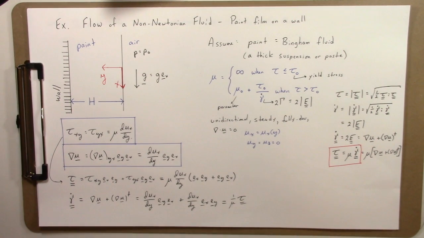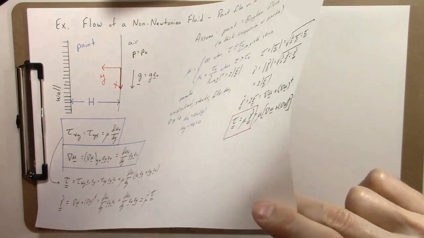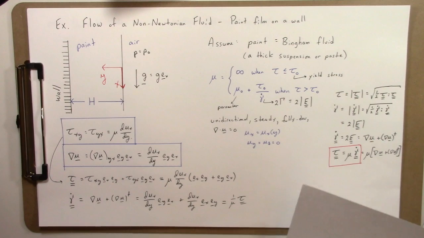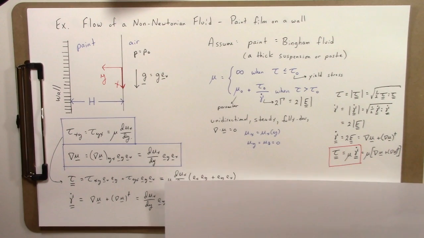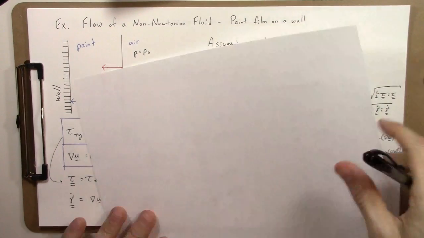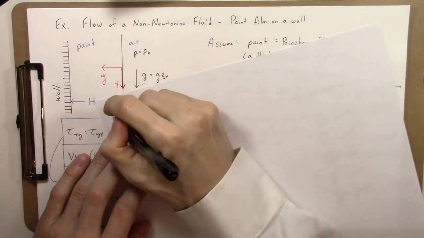Alright, so the next thing I want to do is figure out what's the magnitude of the viscous stress tensor and what's the magnitude of the rate of deformation tensor. And so we can do that very simply. Let's do it on a separate sheet so we have a little bit more room. So here's tau.